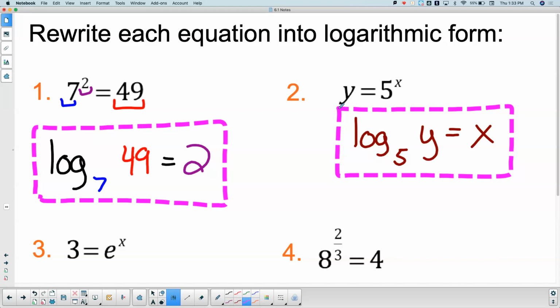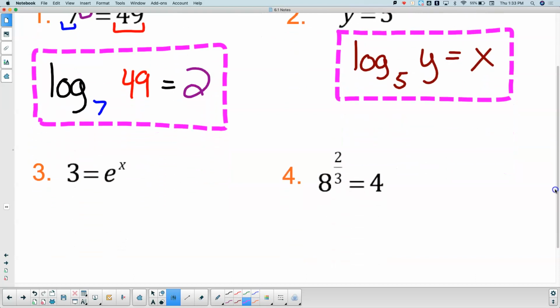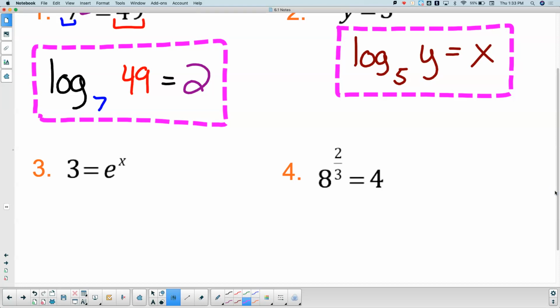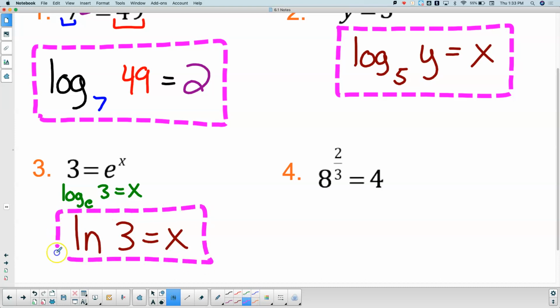Somebody want to give me the answer for number 3? Log base e of 3 equals x. Do we like log base e of 3 equals x? Because it's log base e? Okay, that would work. The log base e of 3 equals x works as a stopover point, but log base e is natural log. So the final answer here would be natural log of 3 equals x.